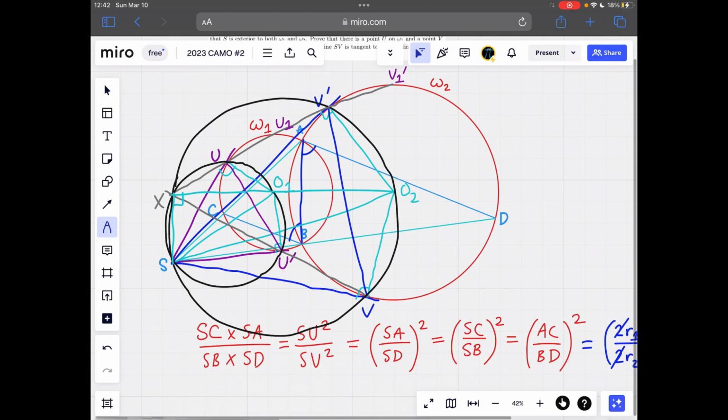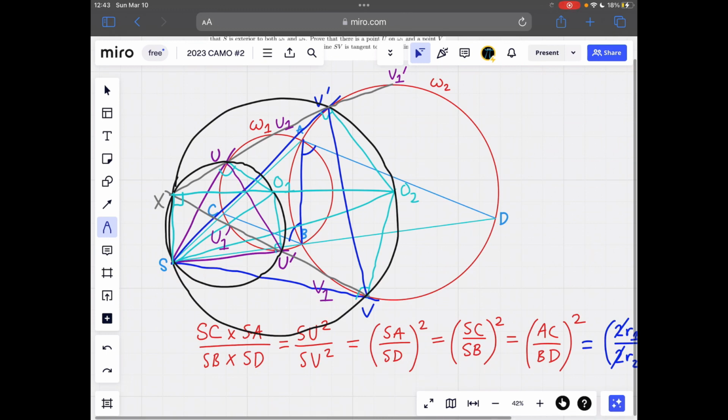And then its reflection over O1O2, which is XU'V, is going to intersect the first circle at U1' and U', and then the second circle at V1 and then V. So what do we notice about this configuration over here?